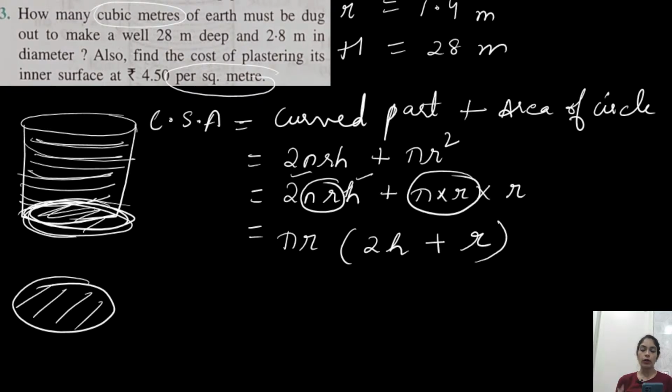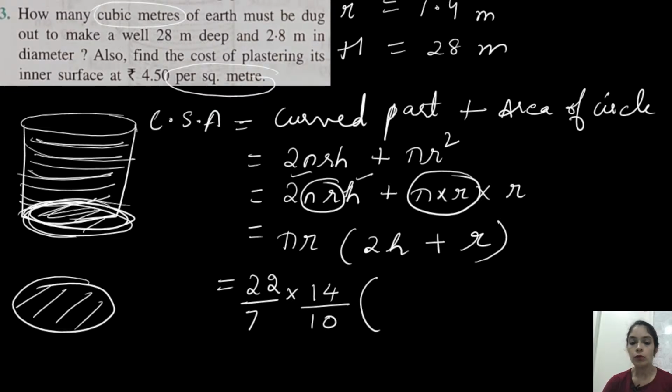Is this step clear? Whenever we do these questions, the calculations are very lengthy, so if something can be taken out as a common factor, we should do that. Here pi r is common, so I have taken it out. Now I can just substitute. Pi's value is 22 by 7. R's value is 1.4, so I can write it as 14 by 10. Let's remove the decimal. 2 into h, h is 28, plus r, r is 1.4. So here we can do cancellation.